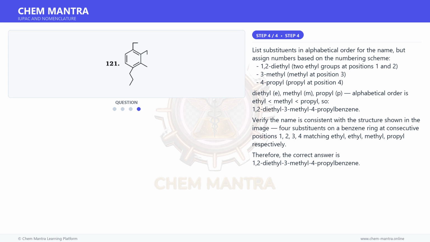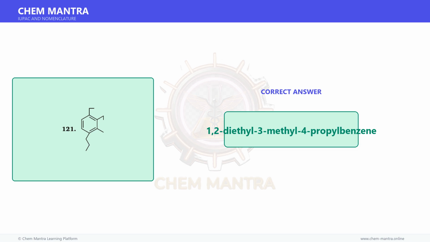Verify the name is consistent with the structure shown in the image. 4 substituents on a benzene ring at consecutive positions 1, 2, 3, 4 matching ethyl, ethyl, methyl, propyl respectively. Therefore, the correct answer is 1,2-diethyl-3-methyl-4-propylbenzene. The correct answer is shown on screen.